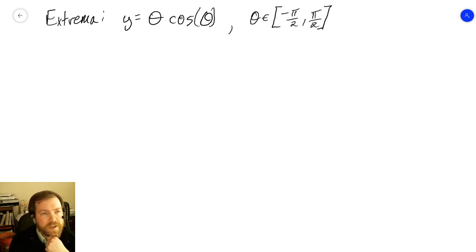So when we're looking at extrema, this is the same thing as what we were kind of talking about. Well, it's been a while, I guess. So when you're looking for extrema, we want to know when is dy/dx equal to 0.